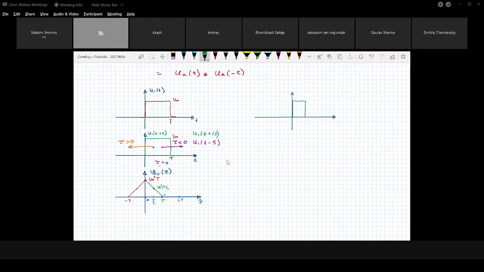Positive rectangular pulse and then negative rectangular pulse. Change scaling a little bit. Have u0 from 0 to t over 2, and then from t over 2 to t. This is time.